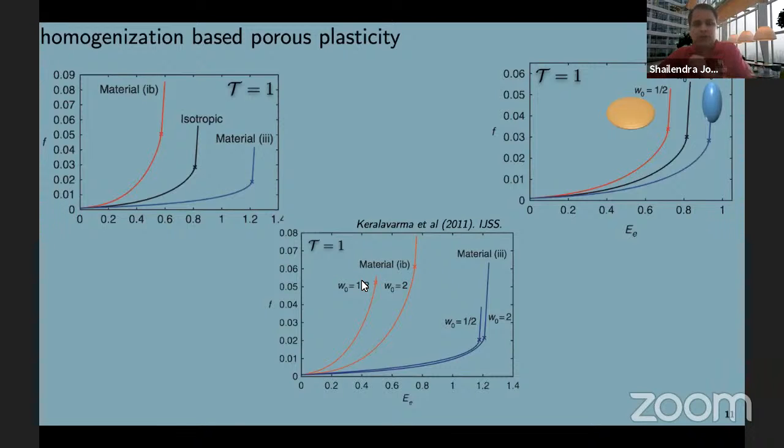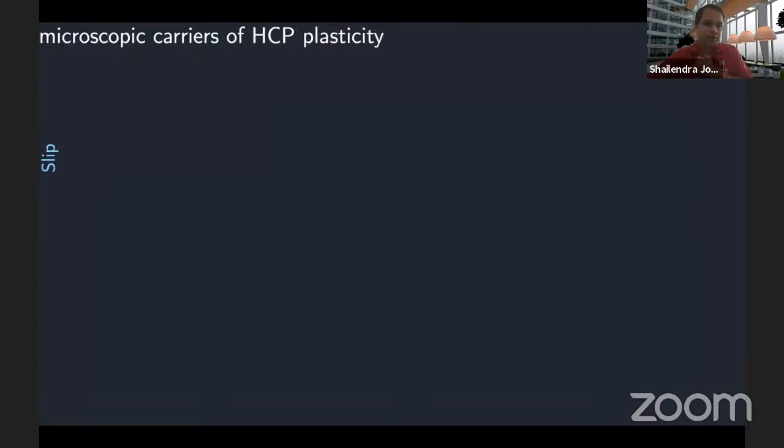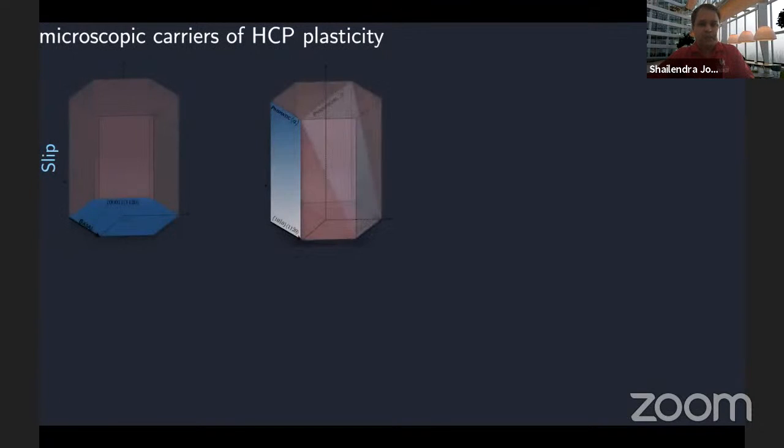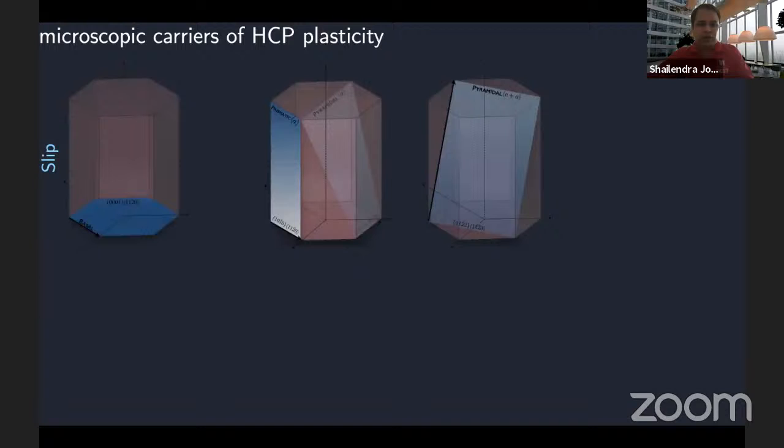Now if you throw into the mix the role of crystallography and deformation mechanisms, it remains to be seen how these evolutions come about, particularly in the context of HCP materials. So what is so special about HCP materials? Well, in the context of magnesium, we have slip processes, and the different types of slip mechanisms are shown over here in the context of crystallography.